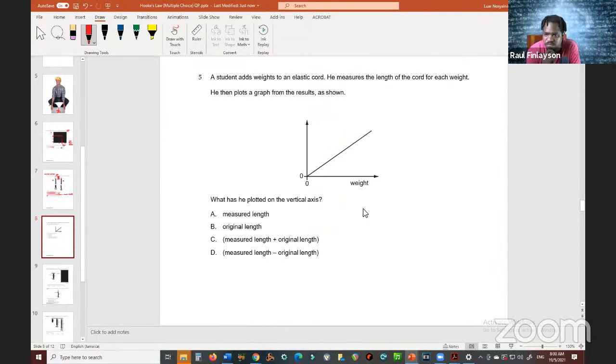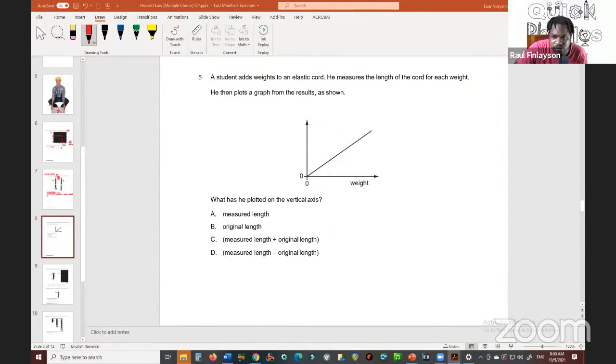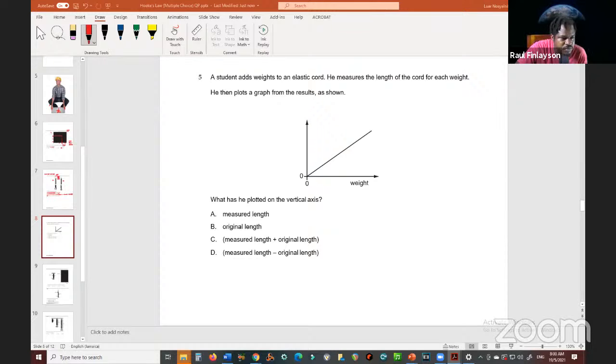Okay. Let me see if there's a typo here based on what I'm seeing. Oh yes, there is a typo. That's question 5. Let's go to this one and see if there is. Oh no, this question is okay.